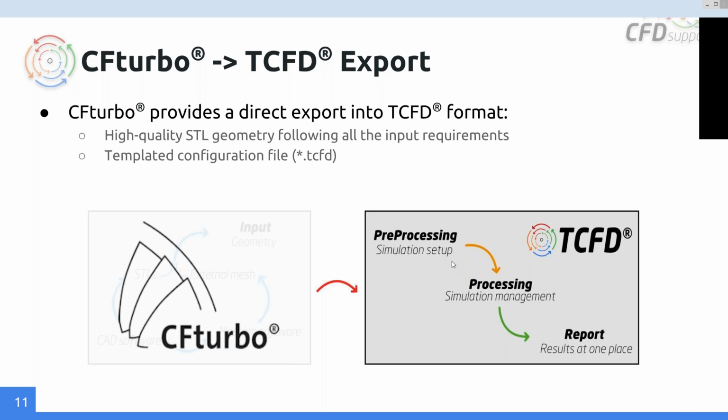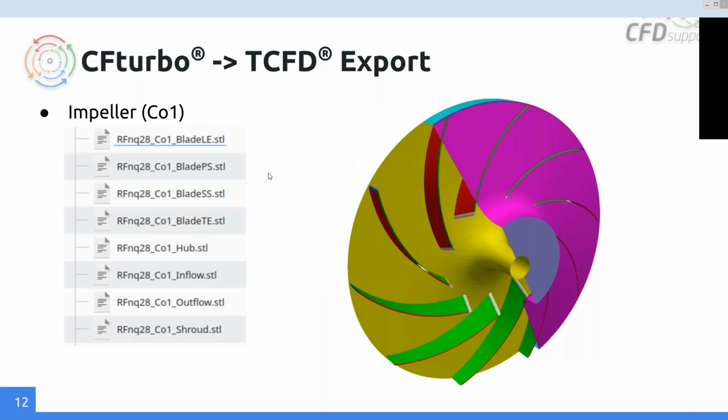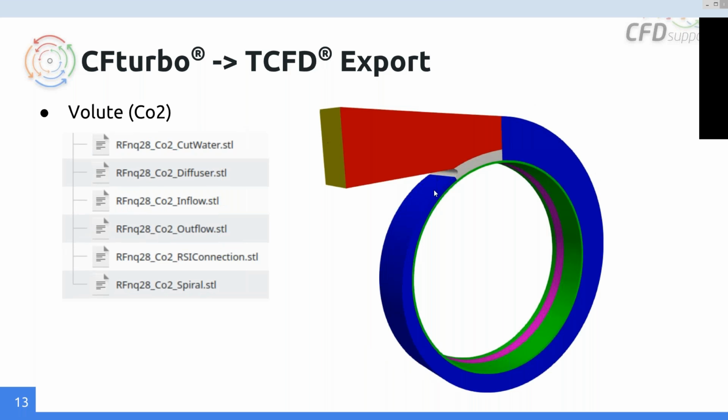So what does CFturbo export? It is the geometry of the impeller, split into meaningful parts like inlet, outlet, hub and shroud, and the blades split into four parts: trailing edges, leading edges, and pressure and suction side. And the same for the volute. The volute is again split into the inlet, outlet, and then the remaining parts of the volute, like the tongue area, outlet diffuser, the body of the volute, and so on.